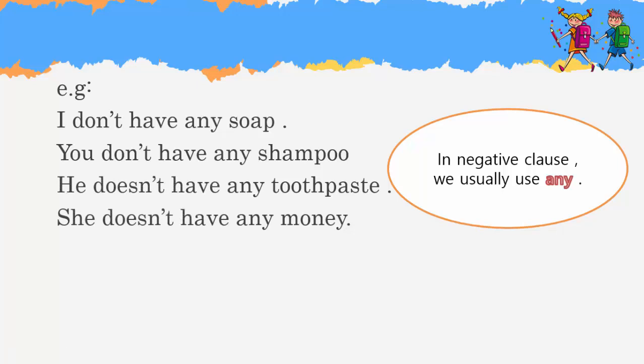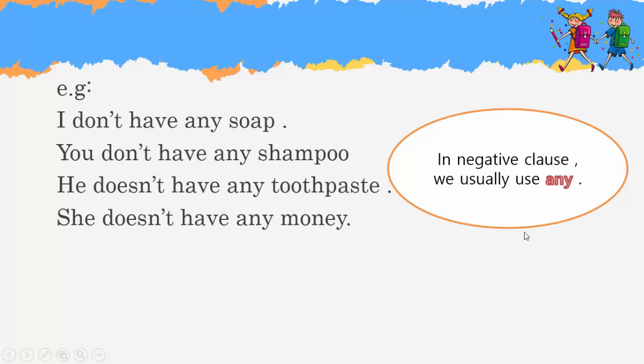And the negative form of has is doesn't have. Look at the sentence. He doesn't have any toothpaste. And the last one, she doesn't have any money. As you know, the negative form of has is doesn't have: he doesn't have, she doesn't have. And here we have any after doesn't have because we use any with a negative clause. So we say he doesn't have any, she doesn't have any.